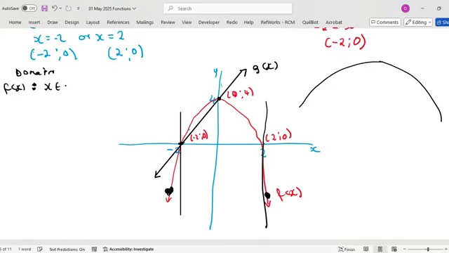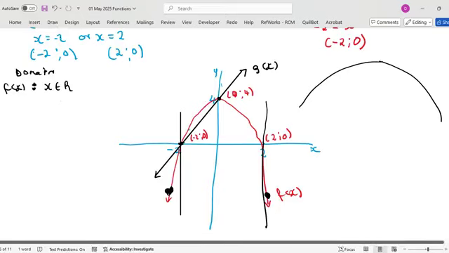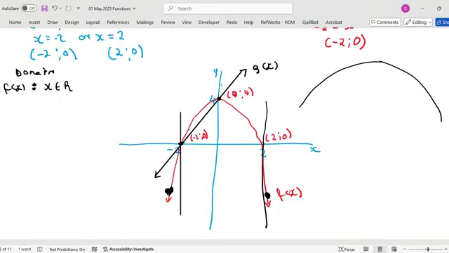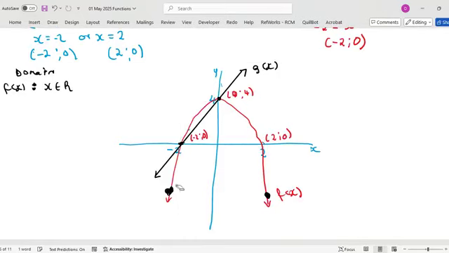x is an element of real numbers, or x lies between negative infinity and positive infinity. Someone can write it like that. x lies between negative infinity and positive infinity. So can we leave it as x is an element of real numbers? What would be the range?